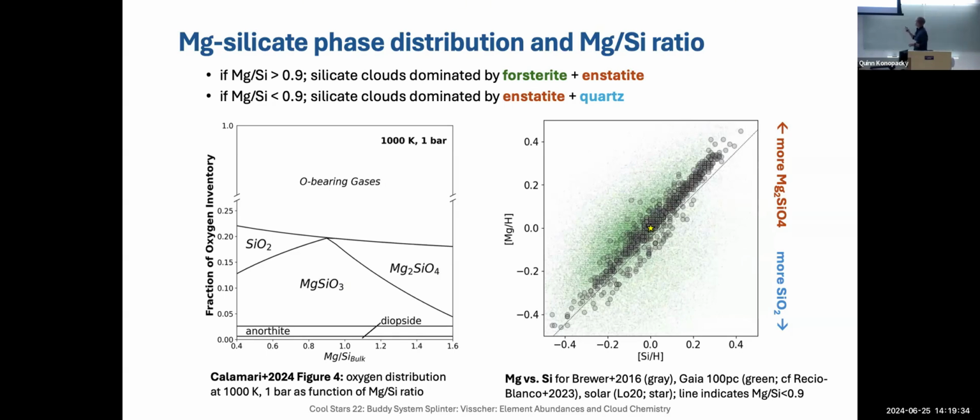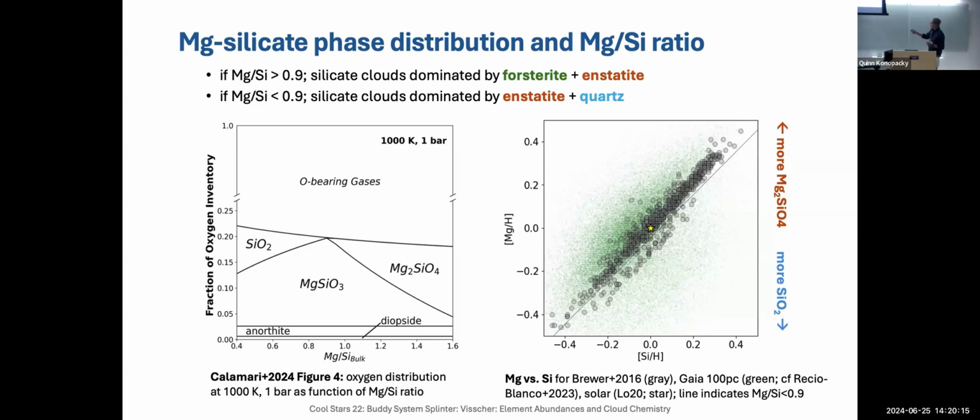And so this is using a sample from Brewer. These gray points are what were used in the Calamari paper. And I've plotted a Gaia 100 parsec sample too, using the RVS results. And I drew a line here at that 0.9 cutoff. This suggests that we have a lot of systems where we might tend to have more of the quartz or SiO2 phase showing up. But if we have magnesium-rich systems, that'll tend to form our normal, quote unquote, forsterite and enstatite clouds.